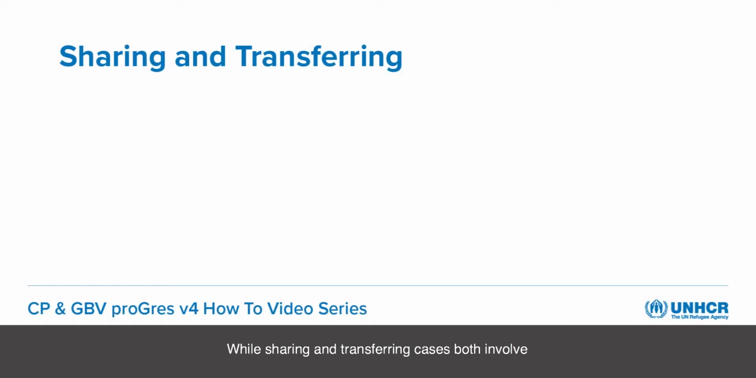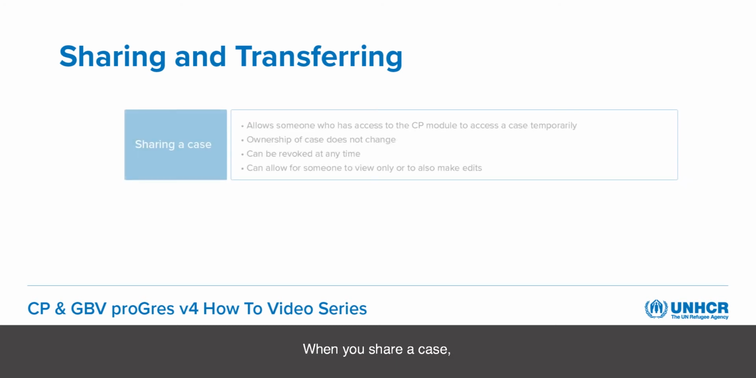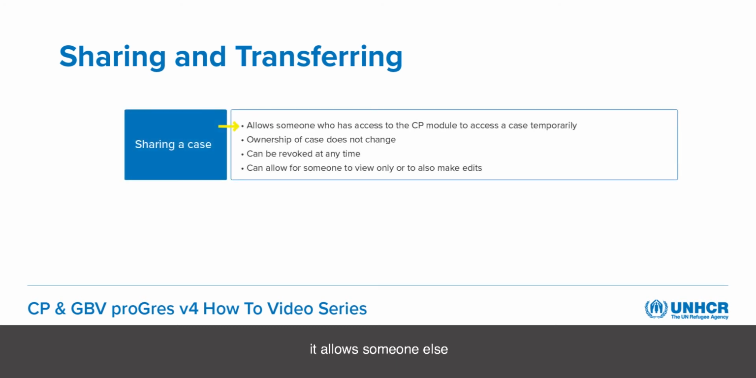While sharing and transferring cases both involve moving a case between two caseworkers, they are very different and should be used in different circumstances. When you share a case, it allows someone else to access the child protection case on a temporary basis. Only those who have access to the child protection module are able to see a case when it is shared with them. The ownership of the case does not change, meaning if I own the case and I share it with you, I continue to be the owner of this case.